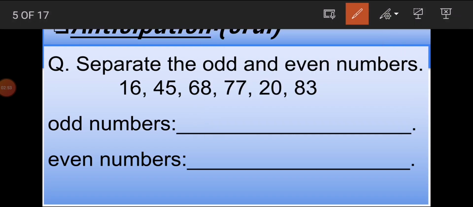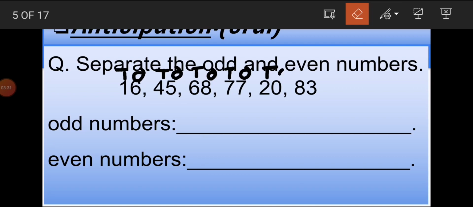Number 16. 6 is on the right side, and the right side digit is always 1, and the next one is 10. Now 45. In 45, 5 is 1 and 4 is 10. 68. 8 is on the right side, so it is the 1, the first value. The next is 6, and 6 is 10. The next value after 1 is 10. Now the next number is 77. The right side 7 is on the 1 space, and the next 7 is on the 10 space. Now number 20. 0 is 1 and 2 is 10.